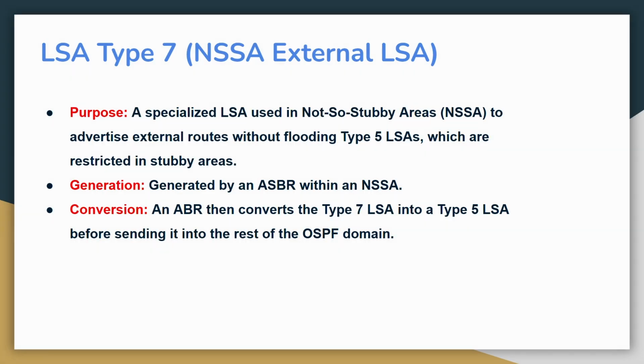LSA Type 7, NSSA External LSA. Purpose: a specialized LSA used in Not-So-Stubby Areas, NSSA, to advertise external routes without flooding Type 5 LSAs, which are restricted in stubby areas. Generation: generated by an ASBR within an NSSA. Conversion: an ABR then converts the Type 7 LSA into a Type 5 LSA before sending it into the rest of the OSPF domain.